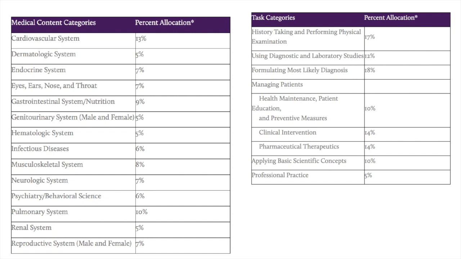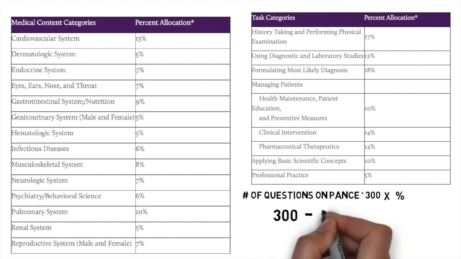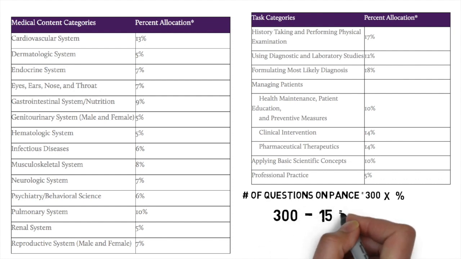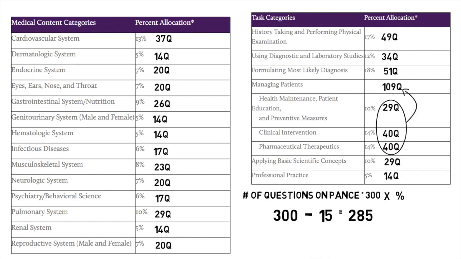The way I'm going to do this is I'm going to take the total number of questions on PANCE and multiply it with each percentage. Now keep in mind that 15 of these questions are already given to professional practice, therefore the total number of questions that we're left with is 285. So do the math with the 285 number. That's the math I'm using to get these following numbers.